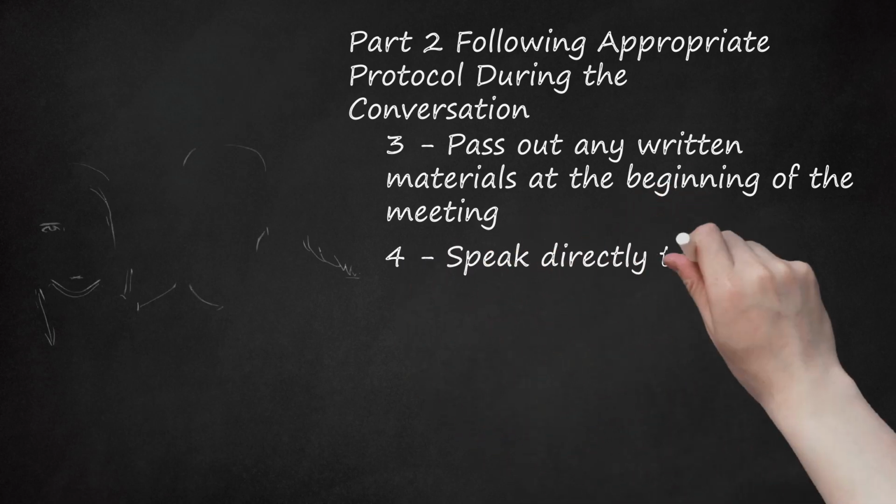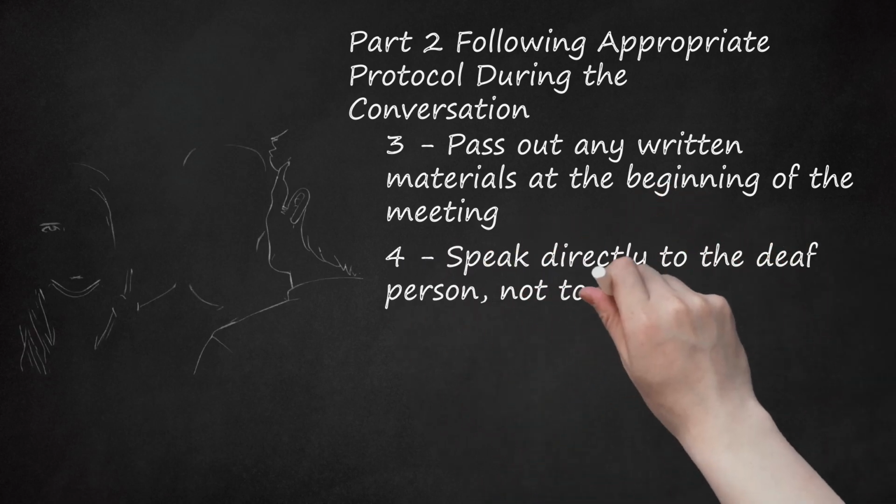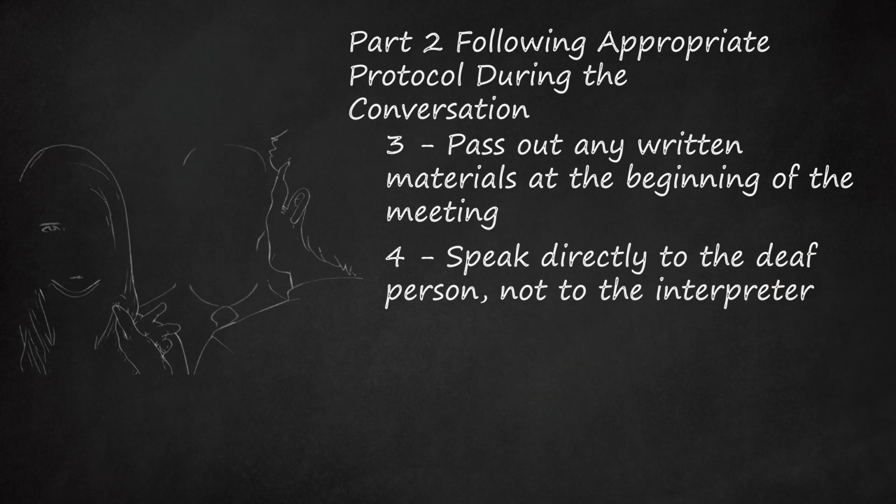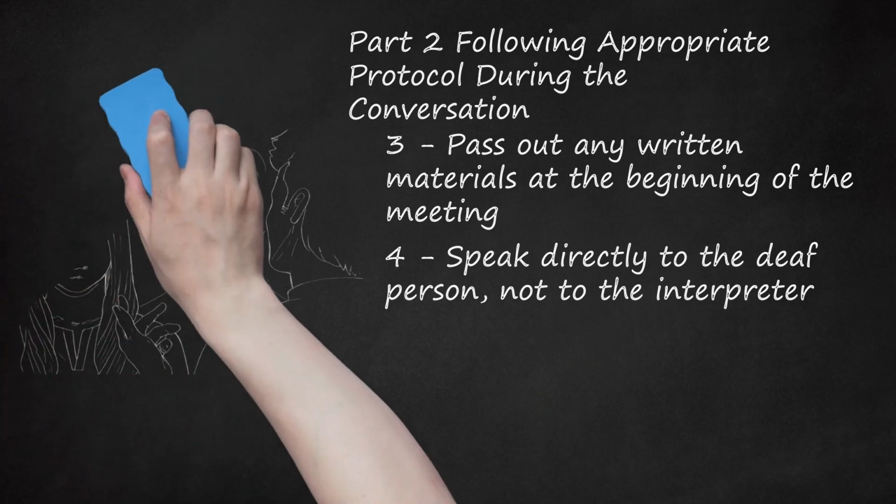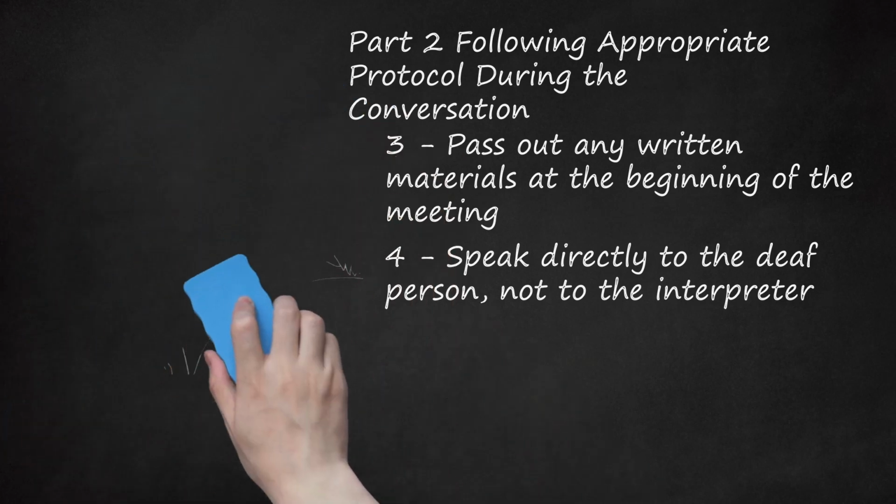4. Speak directly to the deaf person, not to the interpreter. Remember, the interpreter is not part of the conversation you are having with the deaf person and is not allowed to voice any personal opinions or enter the conversation. You should make eye contact with the deaf person and position your body toward her. If the deaf person needs the interpreter to explain something, she will turn and ask the interpreter. Allow her to do this, rather than try to do it yourself.